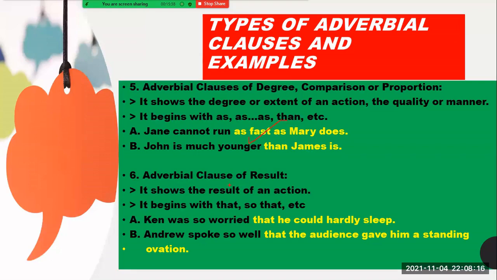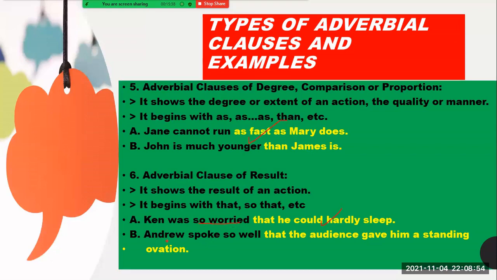Now, number 6, adverbial clause of result. This type of adverbial clause shows the result of an action, and it begins with a word like that or so that. For example, Cain was so worried that he could hardly sleep. That he could hardly sleep is the adverbial clause of result. Now, that he could hardly sleep is the result of his being so worried, all right? So it shows us the result of something.